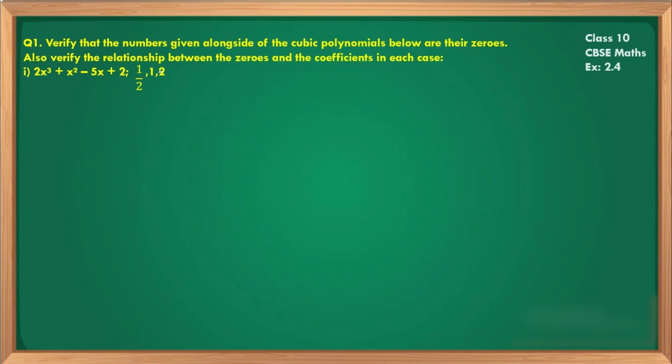We now start exercise 2.4. Here is question number 1. Verify that the numbers given alongside the cubic polynomials below are their zeros. Also verify the relationship between the zeros and the coefficients in each case.